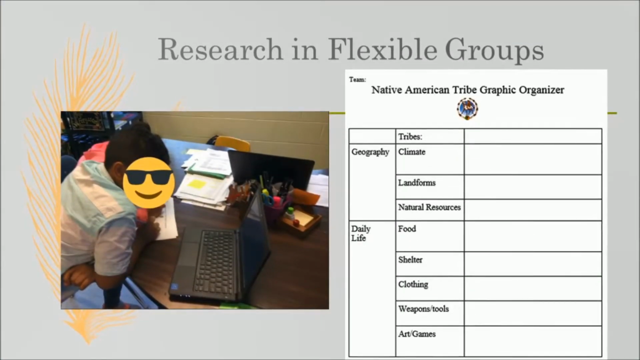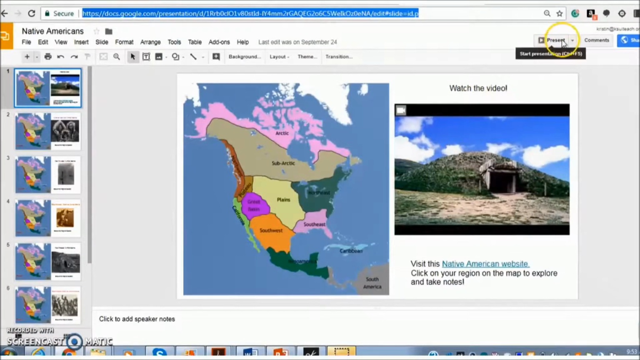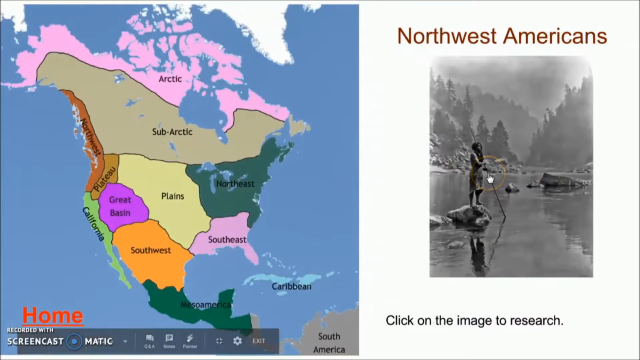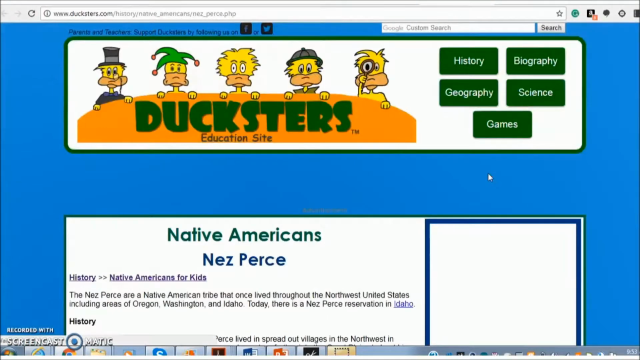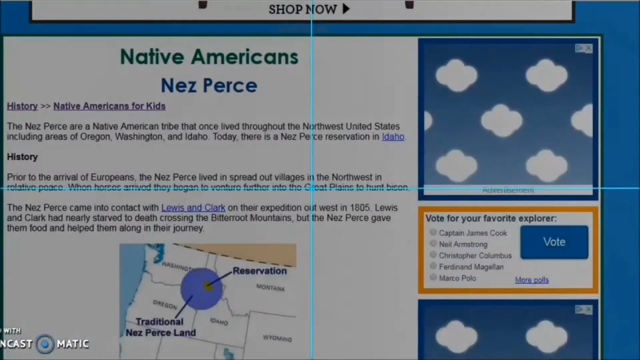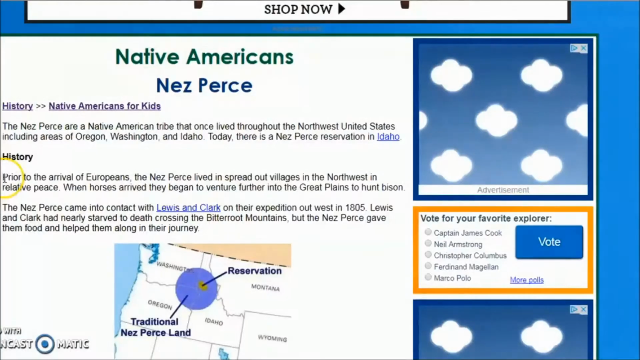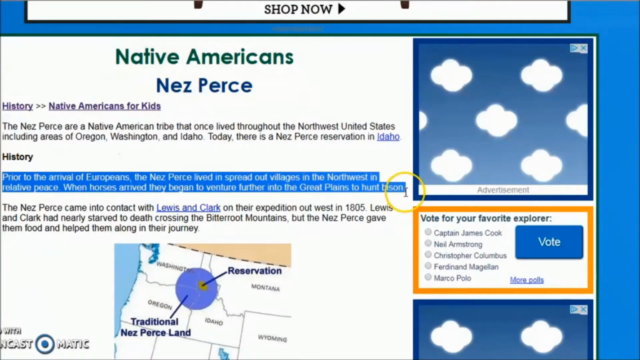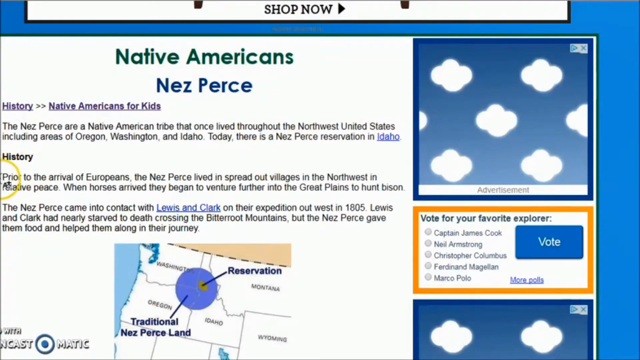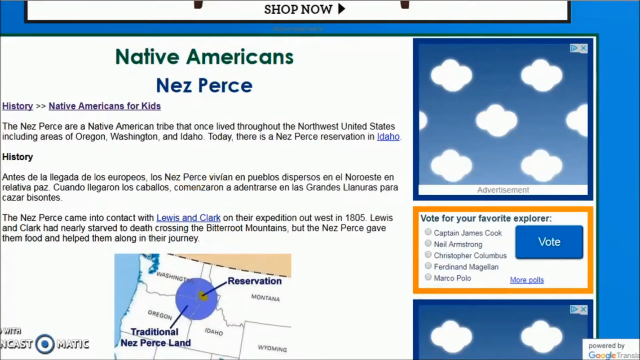The students were put in flexible groups where they began their research. Students used a hyperlinked Google slide to locate the region they were researching and to click on the image to find a hyperlinked research site. Snap and Read Universal allowed the students to listen. It leveled the text and gave students more familiar vocabulary words when needed. And it allowed the students to change the text to their native language. And then, of course, they could listen to the text.